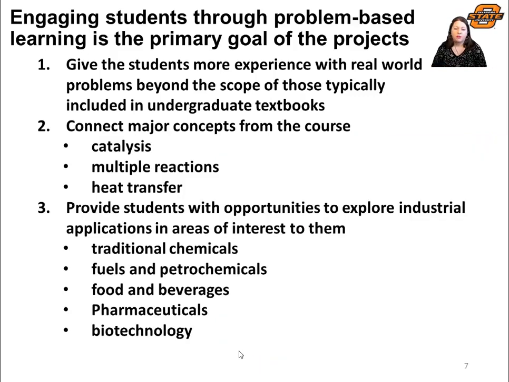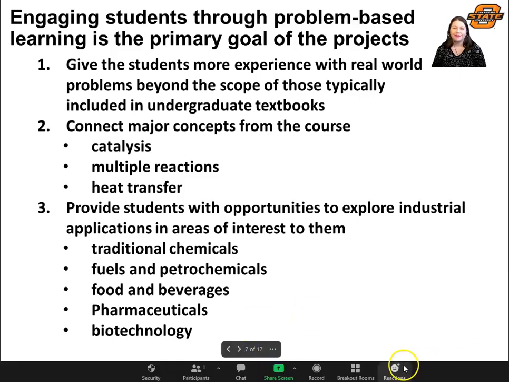And we're trying to give students opportunities to explore industrial applications in areas of interest to them in particular. So they may choose traditional chemicals, fuels and petrochemicals, food and beverages, pharmaceuticals, biotechnology. Some students have thought to do something with explosives or other types of chemical compounds, but then they quickly found that many of those manufacturing processes are held private, and so they need security clearance in order to use those, so they're not appropriate for a course project.